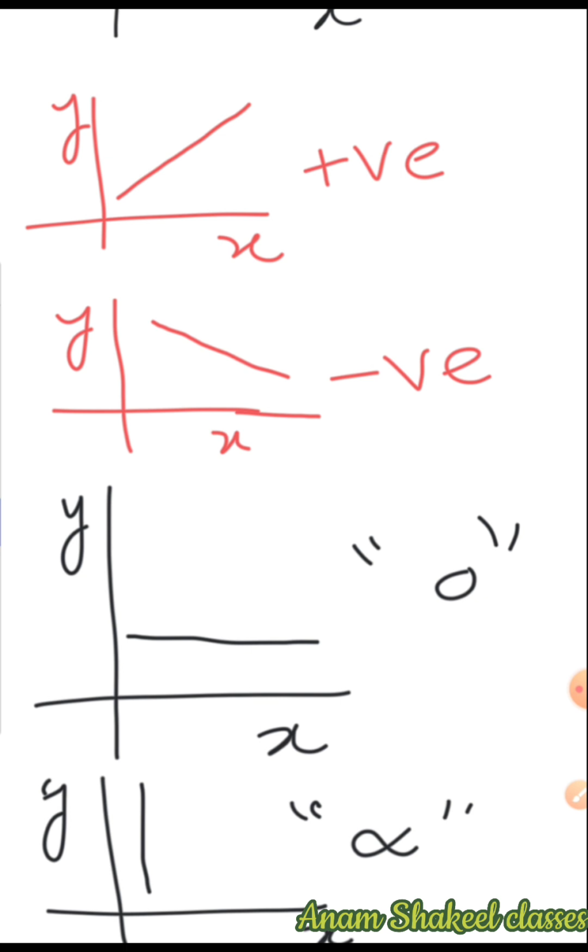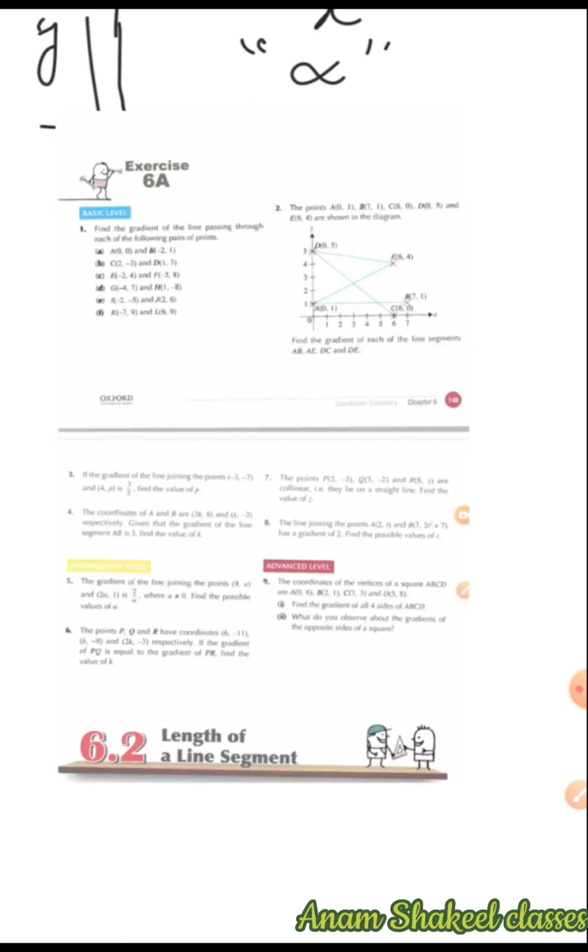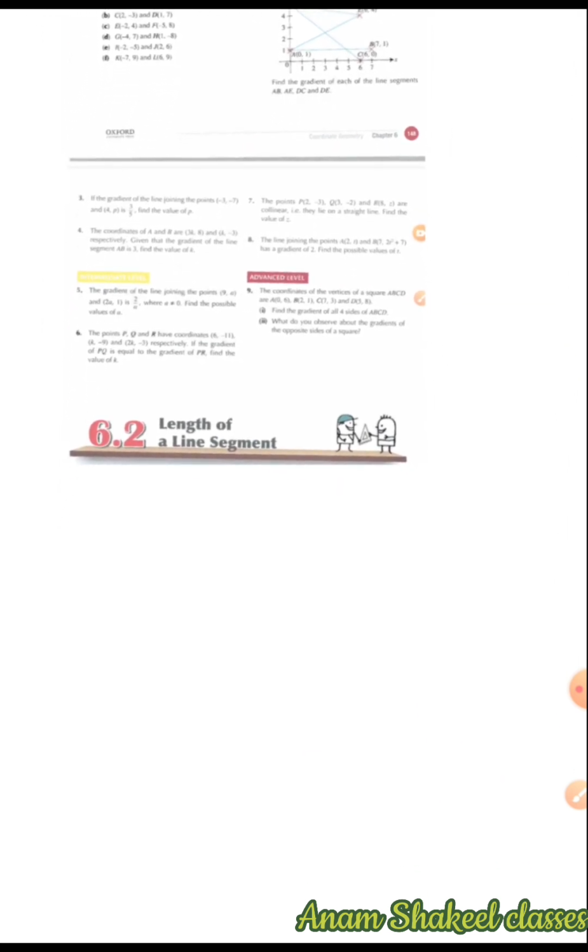So these are the basic concepts about the gradient. Now we are going to do some practice questions on the gradient. We have some questions from exercise 6a of book 3. The first question is: find the gradient of the line passing through each of the following pairs of points. In part A, point A is (0, 0) and point B has the coordinates (-2, 1). Let's start solving it.